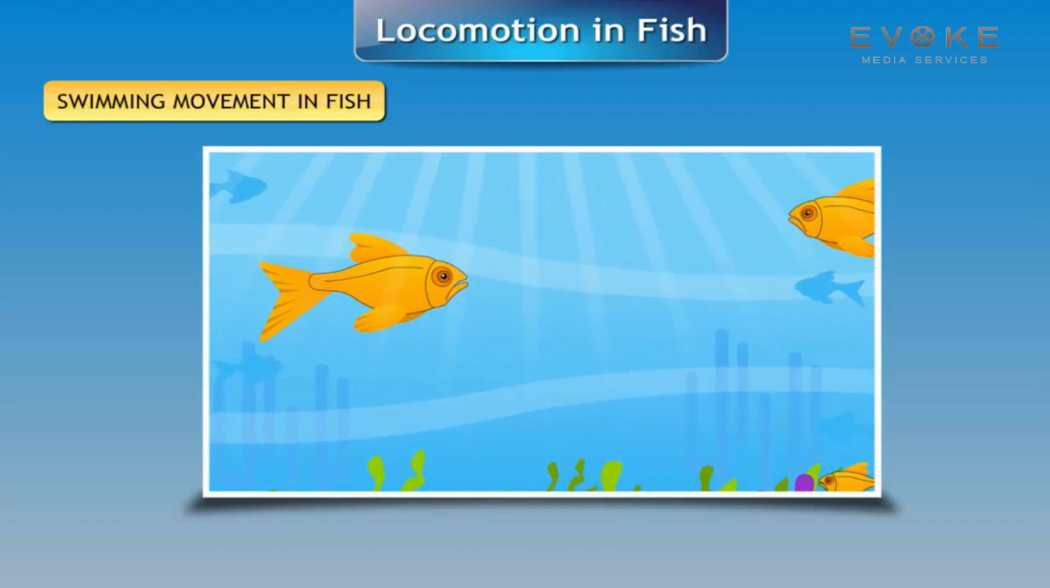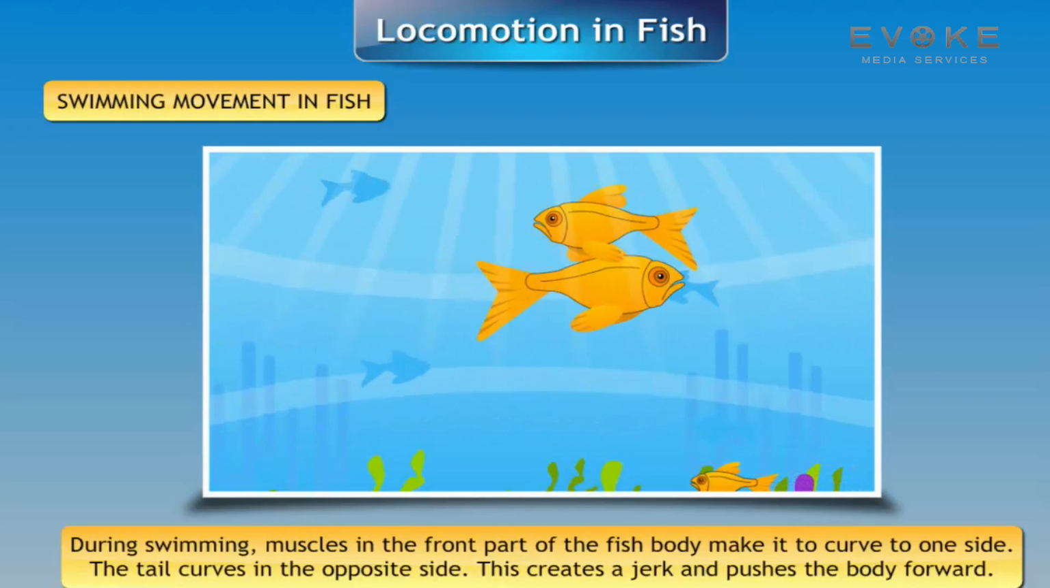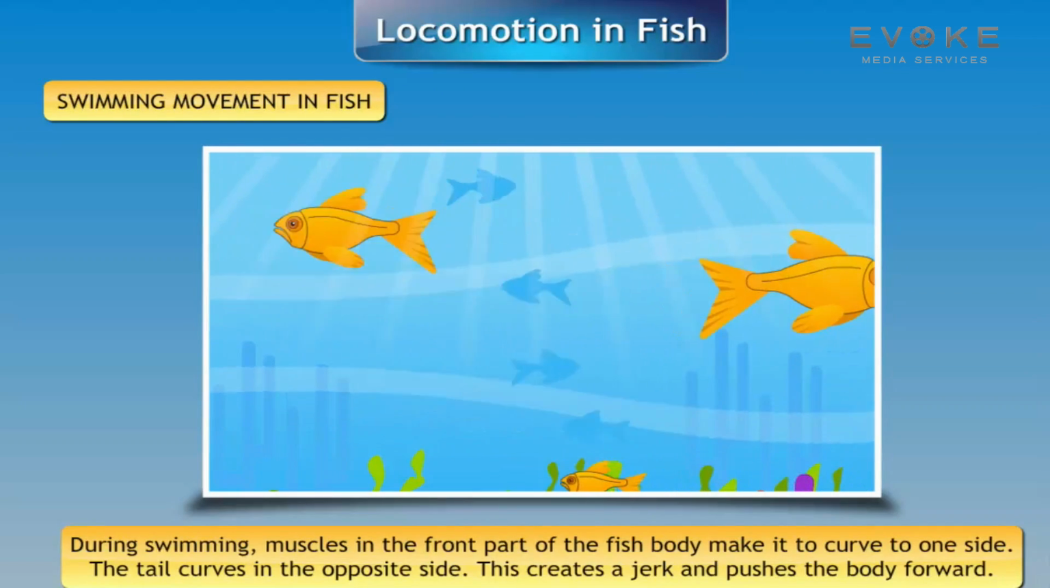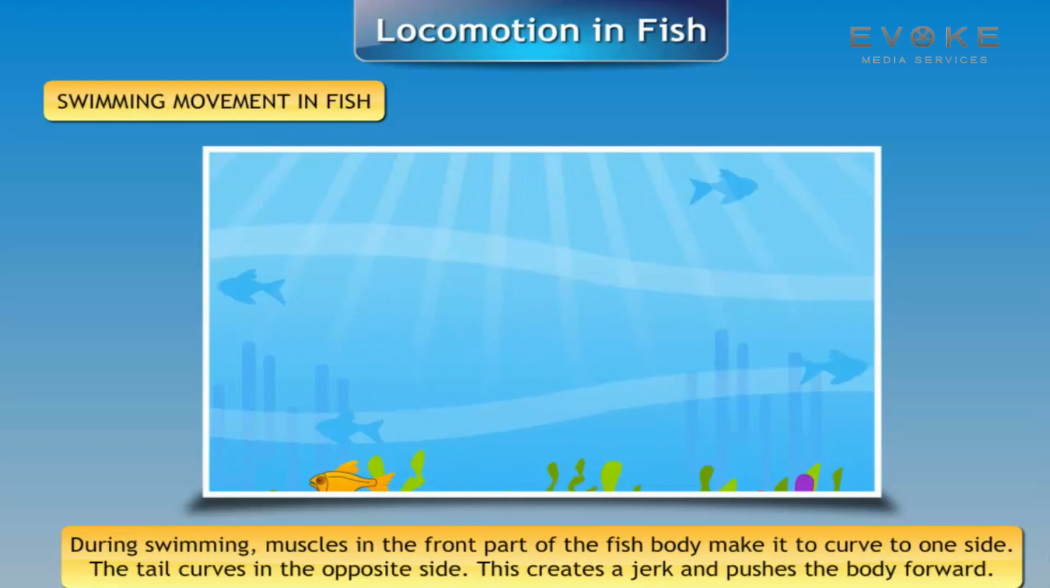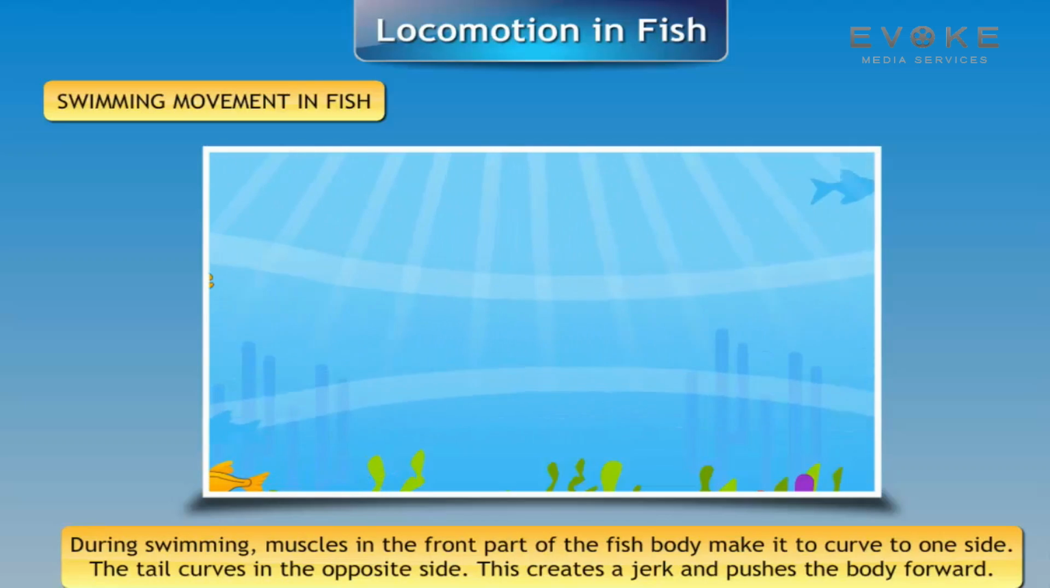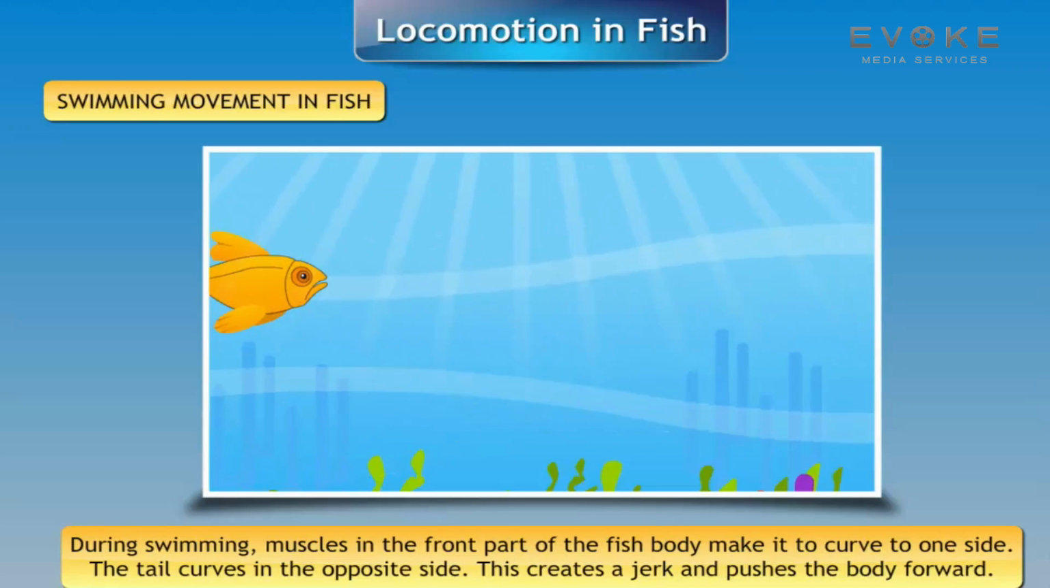Swimming movement in fish. During swimming, muscles in the front part of the fish body make it curve to one side. The tail curves in the opposite side. This creates a jerk and pushes the body forward.